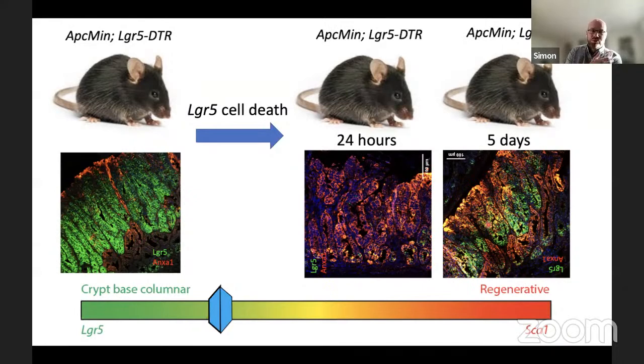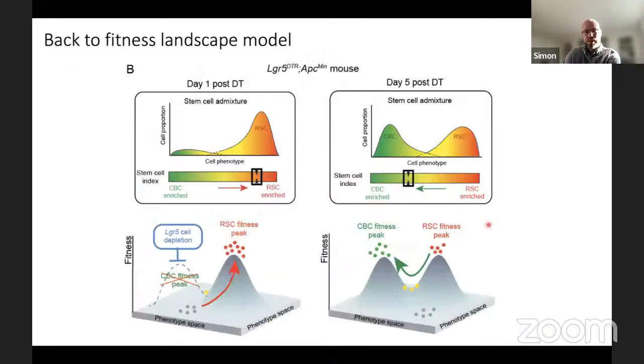So simply, tumors just adapt to the selective pressure that is put on them, roll with the punch, and recover their original population in the space of a week. And to look at that from our fitness landscape model, what we did with our LGR5 cell depletion was kill the crypt-based columnar fitness peak, and cells simply adapted. They moved on to the regenerative stem cell fitness peak. So we saw a big increase in the regenerative stem cell population and a shift in the stem cell index.